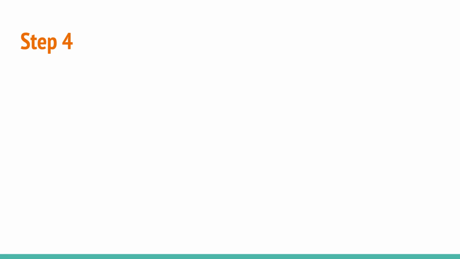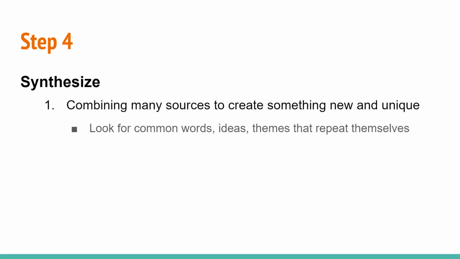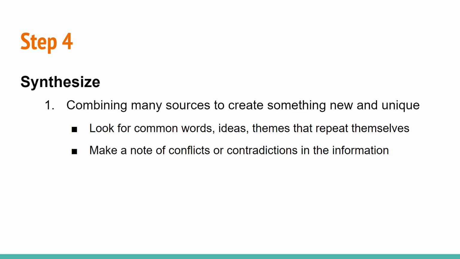Step 4 is what I call synthesis. You should begin by combining these many sources together to create something that is new and something that is unique. To do that, you're going to look for common words, ideas, themes that seem to repeat themselves. You should be making a note of conflicts or contradictions in the information or the articles.